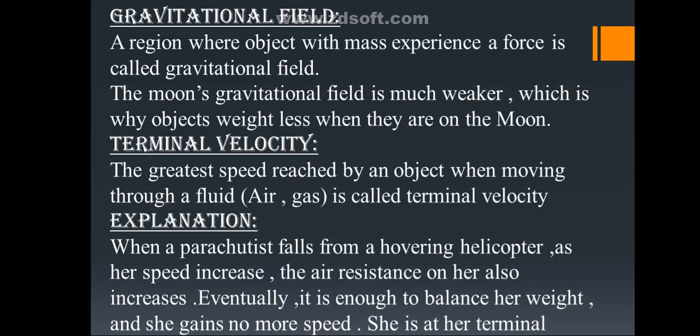Terminal velocity. Terminal velocity is the greatest speed reached by an object when moving through a fluid. Dear student, the terminal velocity is the greatest speed reached by an object when it is moving through air or gas. For example, a body is moving with 60 meters per second, and this 60 meters per second is the greatest speed. The body is not increasing its speed. That speed is known as the terminal velocity, meaning the greatest speed.